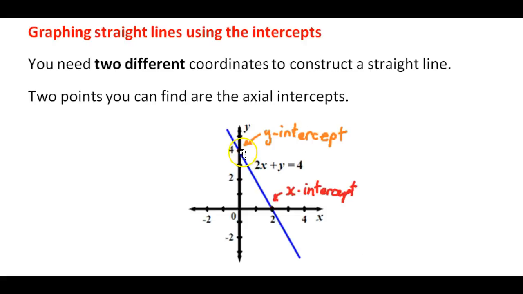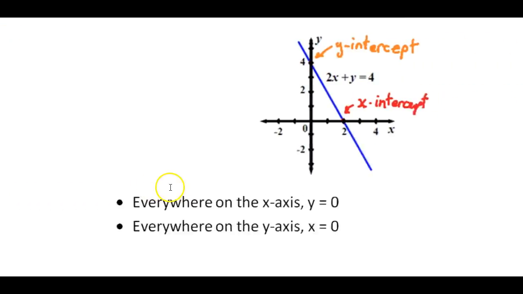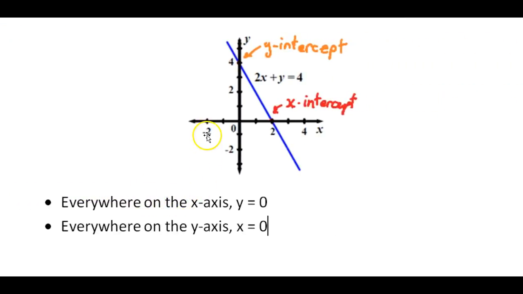This is the y-intercept at (0, 4), and this is the x-intercept at (2, 0) for the straight line 2x + y = 4. They can be found because of these two facts. Everywhere you go on the x-axis, every point has y equal to 0. Everywhere you go on the y-axis, you'll notice that the value of x always stays equal to 0.